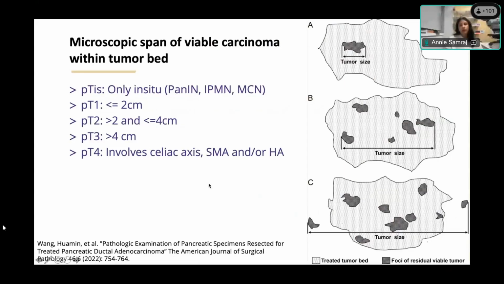If it involves the vasculature, so if it involves the celiac axis, the SMA, or the hepatic artery, then it would automatically go to a T4 stage, in which case you don't really need to worry about the sizing. So this is why it's important to have all of this information before grossing. On imaging, if you knew that it actually involves the vasculature, then you don't have to worry so much about getting an accurate tumor size when you gross the specimen.